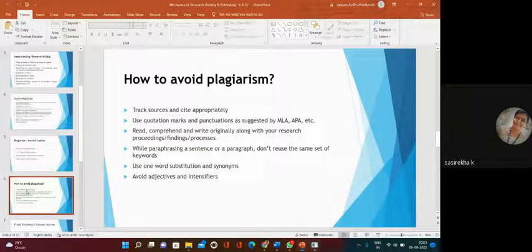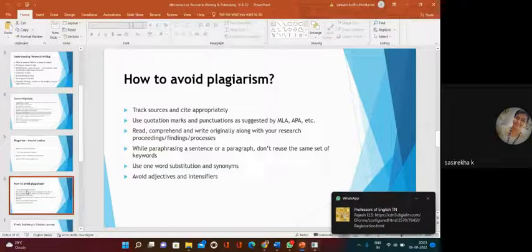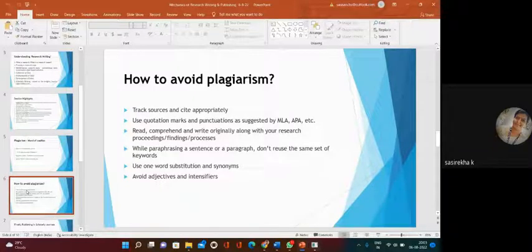See, scientific writing will not have room for adjectives and intensifiers. When you remove adjectives and intensifiers, in the sense of the word "very" that we use very often in our writing, it would help us to avoid plagiarism. These are the things that come to my mind regarding avoiding plagiarism. You could follow them when you start writing your research.